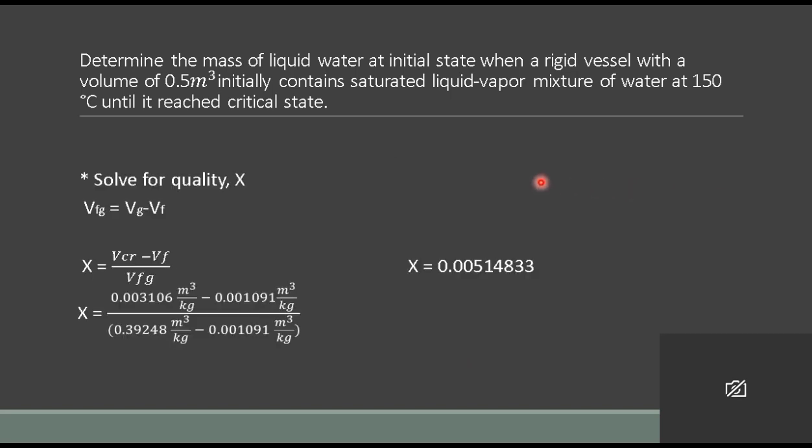And let's solve for the quality x. I want you to remember that vfg is the difference of our saturated vapor and saturated liquid specific volumes. So the formula to get the quality x is equal to the critical volume minus the specific volume at saturated liquid, over vfg. Plugging in their values and cancelling their common units, we got x equal to 0.00514833.